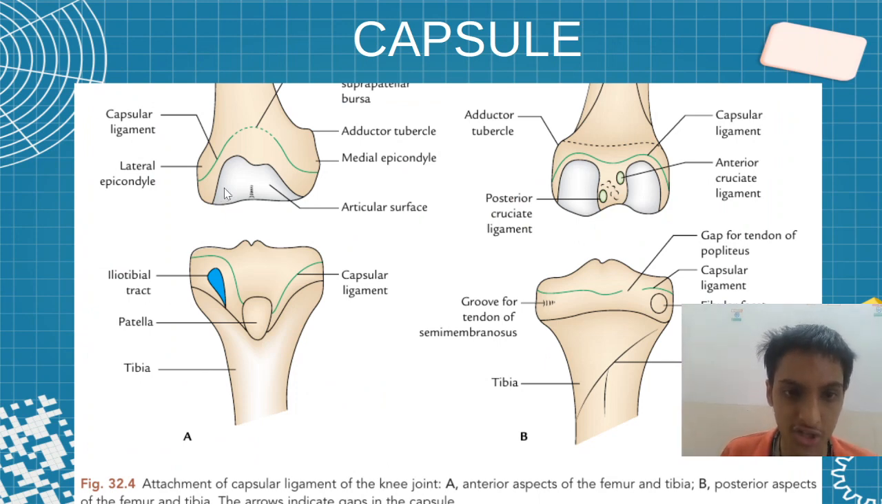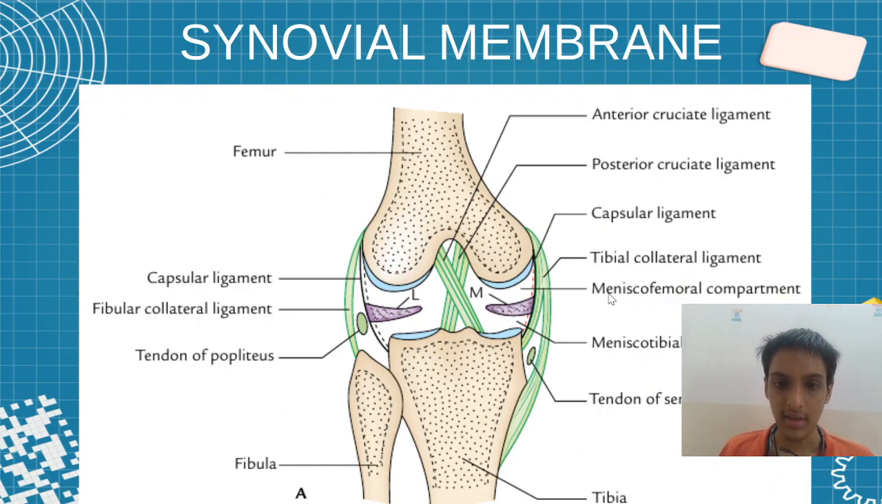So what is the location of the capsule? This capsule is above the femoral condyles and below the tibial condyles. That is the anterior location. Here you can also see the posterior location, the same thing over here, but it will be at the tibial head. Let us see the synovial membrane.